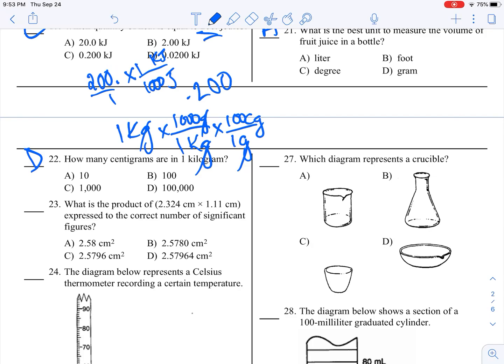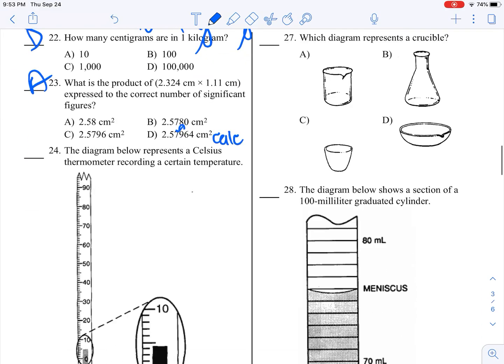What is the product of those? 2.324 times 1.11 is 2.57964. Ooh, that's not right. Sig figs, though. So this is what my calculator gave me. But I need to have 3 sig figs. So this 9 is going to round that up to an 8. So it is choice A, final answer.